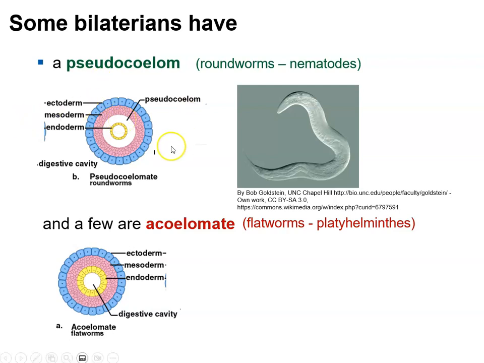Because we can't say it doesn't have coelom, because there are also some that have no coelom at all, and that's called an acoelomate. Flatworms of the phylum Platyhelminthes are acoelomates. So again, there's no pseudocoelom, there's no coelom. They just have the digestive cavity in the middle, endoderm, mesoderm, ectoderm.